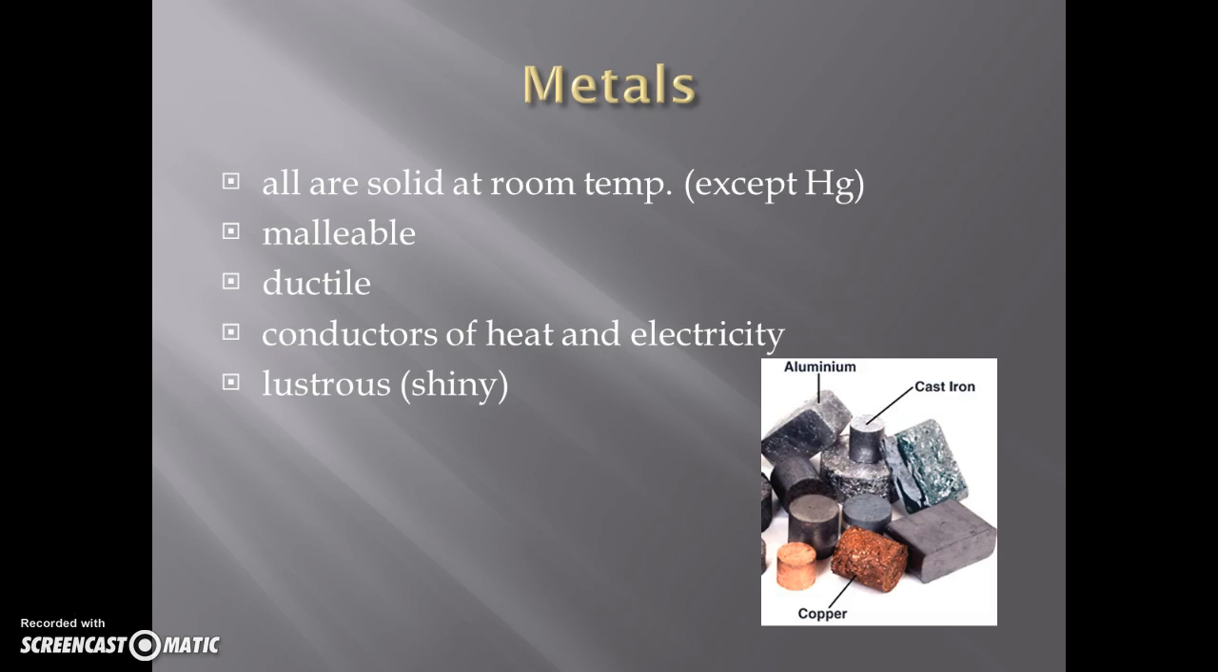So now let's talk about the periodic table. We're dealing with three main types of elements in the periodic table. The first we're going to deal with is metals. You'll find those on the left-hand side of the periodic table, and I'll show you a visual here in a minute. They're solid at room temperature, except for mercury. They're malleable, they're ductile, they tend to conduct heat and electricity, and they're very shiny.